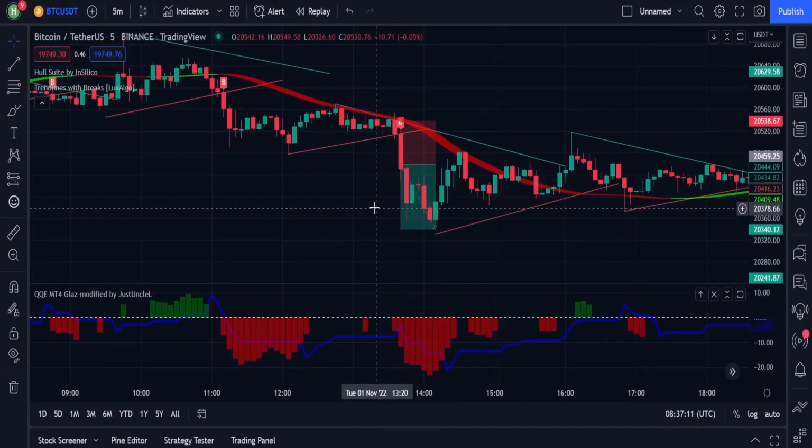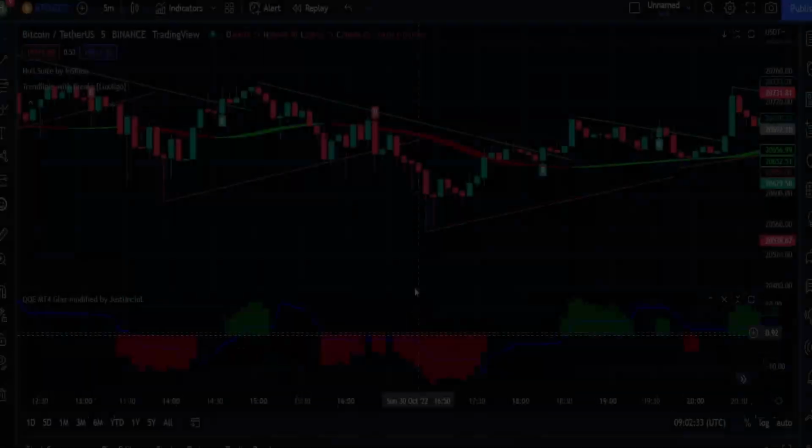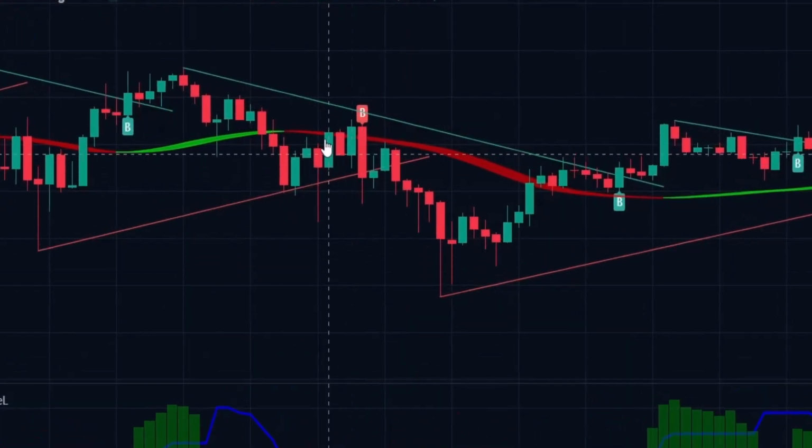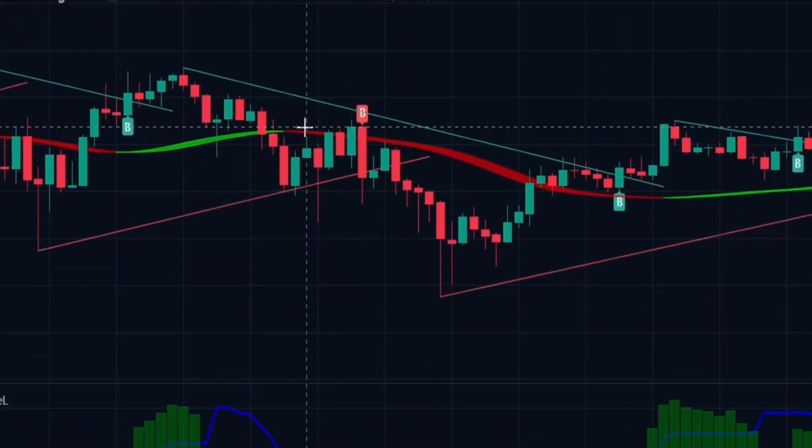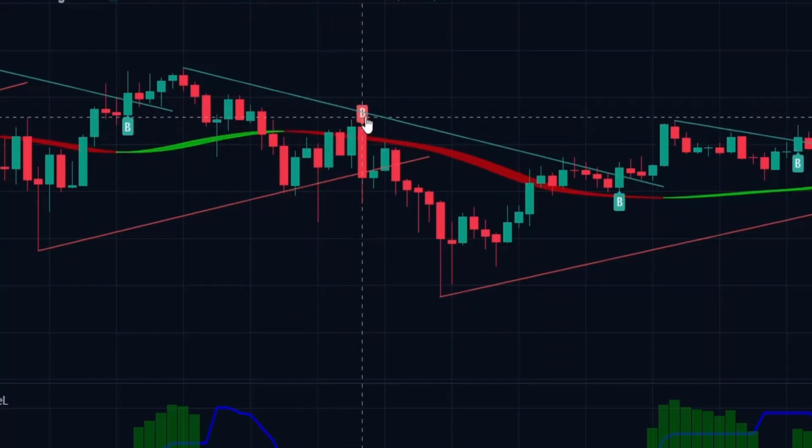Now, let's take a look at one more example of a sell trade. Here we see the price action is in a downtrend, and this is confirmed by the color of the Hull Suite. After this, we can see we had a pullback, and then a bearish breakout occurred. We can see the candlestick closed below the Hull Suite, which meets our requirements.